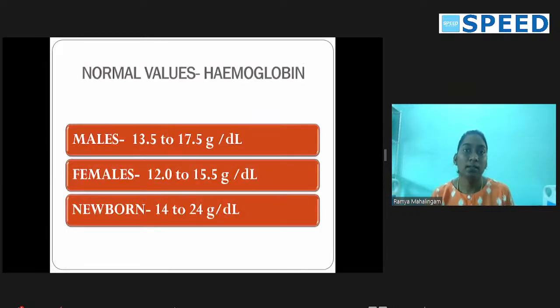I have displayed the normal hemoglobin value for females, males, and the newborn. You must be knowing all this, but still you should know the exact range in order to choose the most right answer in the given options. For females, it's going to be 12 to 15. For males, it's a little higher, 13 to 17, and for the newborn, it's going to be even higher, because in the newborn stage the patient is going to have an increased hemoglobin value. So all these have to be highlighted.